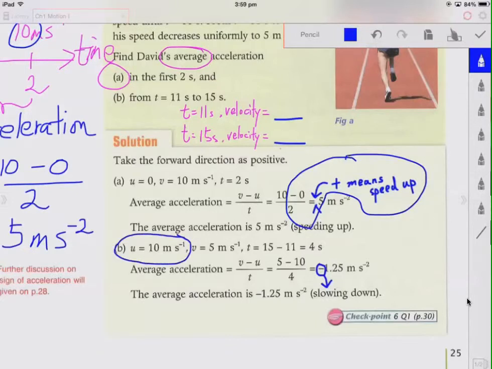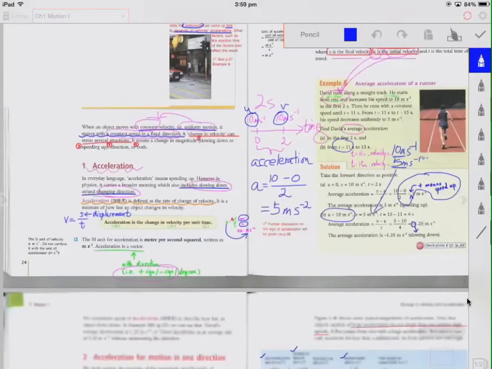Part B, you have to notice that the time at 11 seconds is the beginning, the initial speed. Therefore, here on screen, at t equals 11 seconds, the velocity is 10 meter per second, and at last it is 5 meter per second, and therefore you can find the answer here. The negative sign means slowing down.